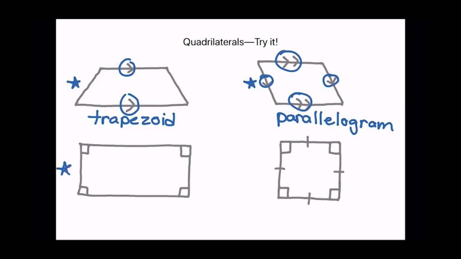Let's look at this one down here. So this one, it's a parallelogram, but it also has 4 right angles. So what is this one called? This one is called a rectangle. And then this very last one over here, the very special one, it meets all the definitions. And it has 4 equal sides. So it is a square.